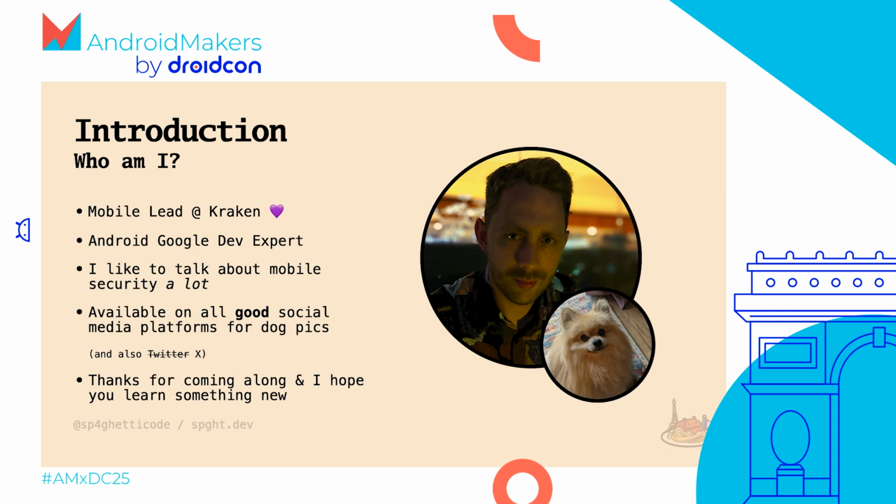Who am I? My name's Ed. I am a mobile lead at Kraken, not the crypto exchange, also not the rum company, but Octopus Energy Group, same place John O'Reilly works. I'm a mobile lead there. I've been there for 2 months. It's a wonderful place. Highly recommend it.